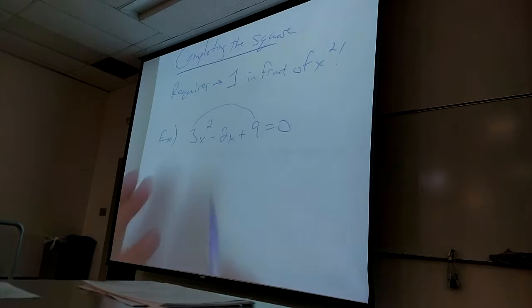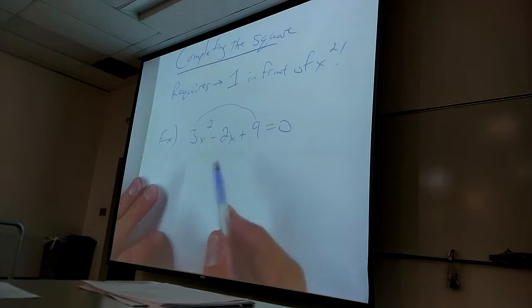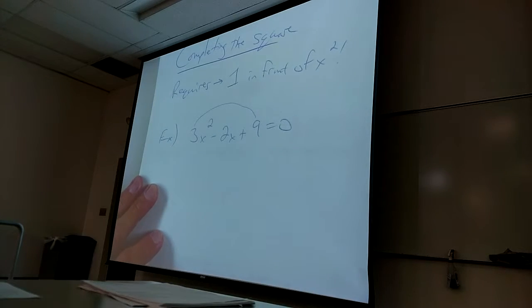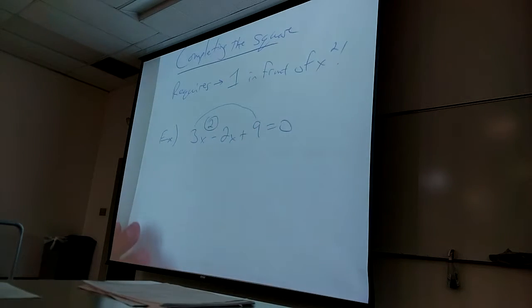In fact, how many solutions must there be to this? 2. Totally. That power tells you how many answers. Now they could be repeated, they could be real, they could be complex, but there has to be 2 total answers. So if it was x to the 847, there would be 847 answers.